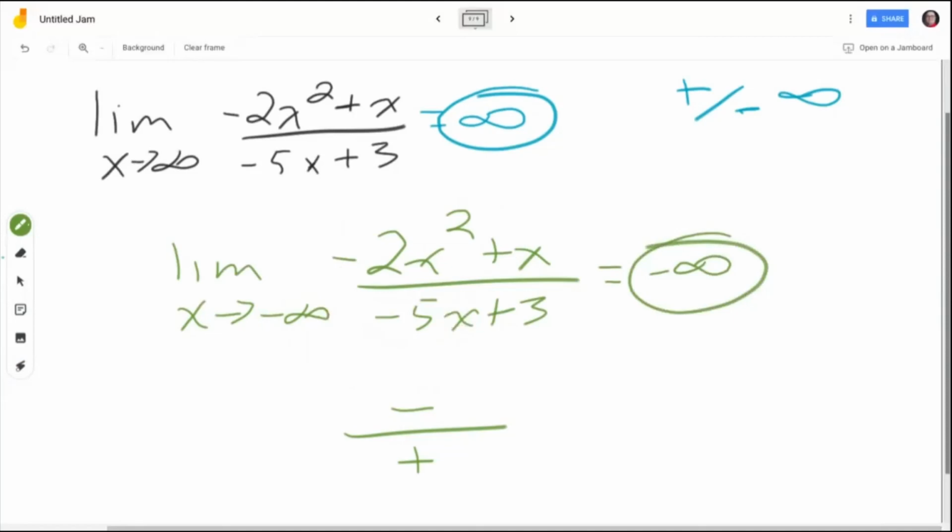Okay, so that's basically how you can evaluate limits that approach infinity.